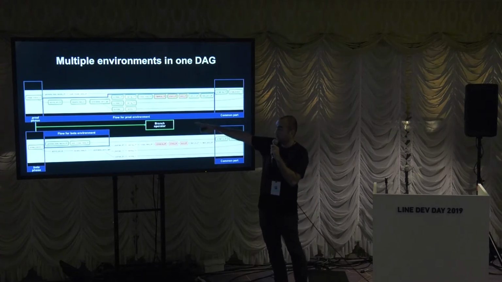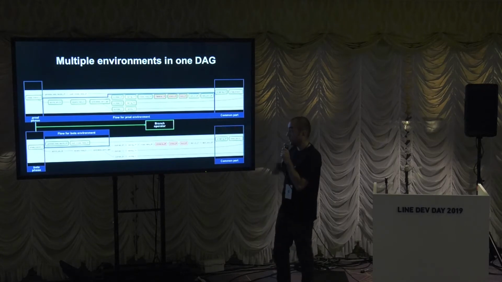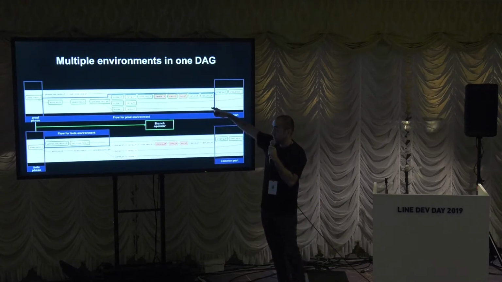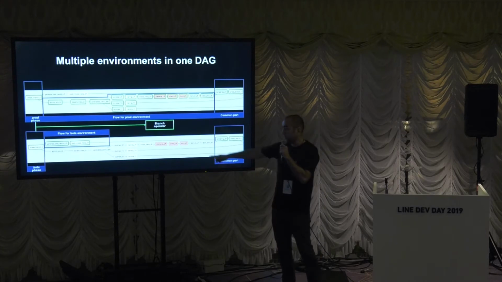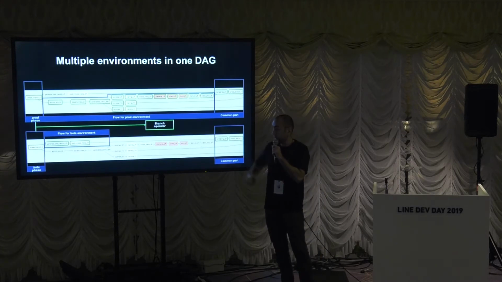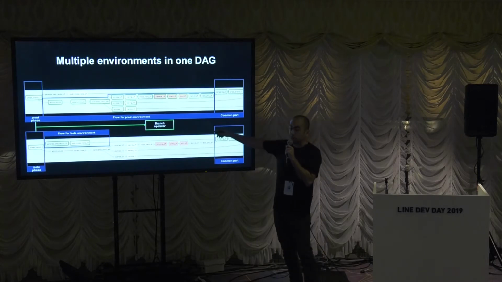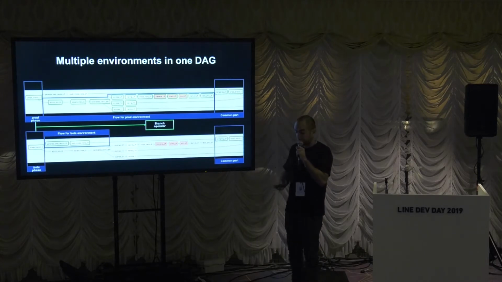So in production, we run the green. Green means successful. So in production, we run this one, and on beta, we run that first path. Basically, you can use a branch operator for different paths.